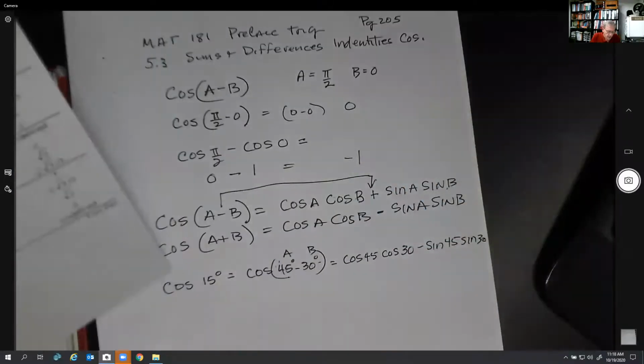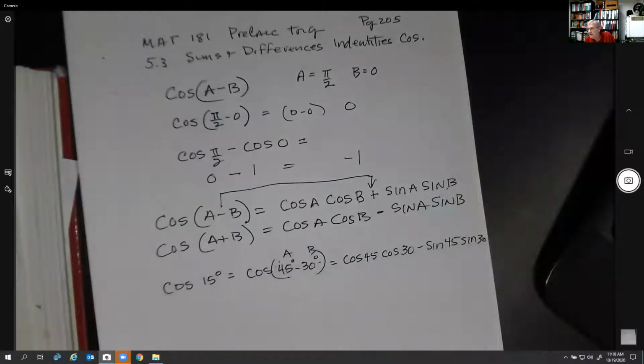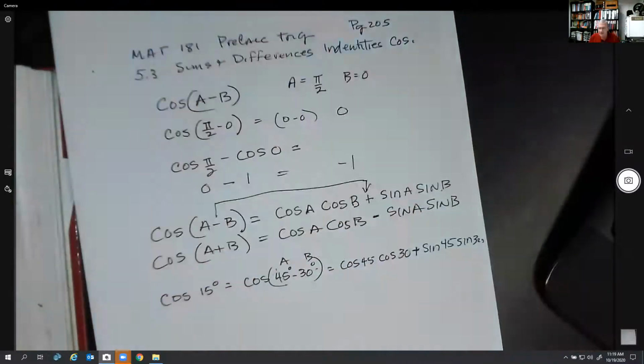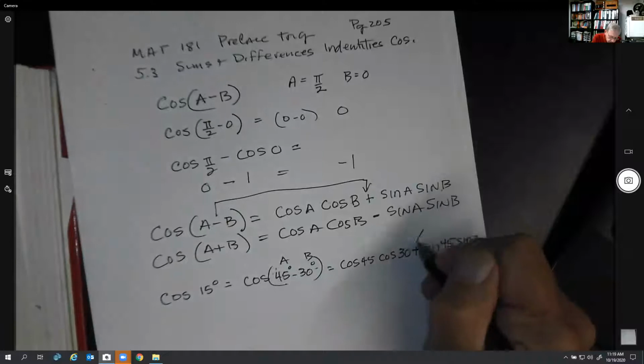Would it be adding, Mr. Mitchell, instead of subtracting between the cosine and sine? Yeah, we want to add them. Thank you. Yes, opposite signs. Thank you very much.